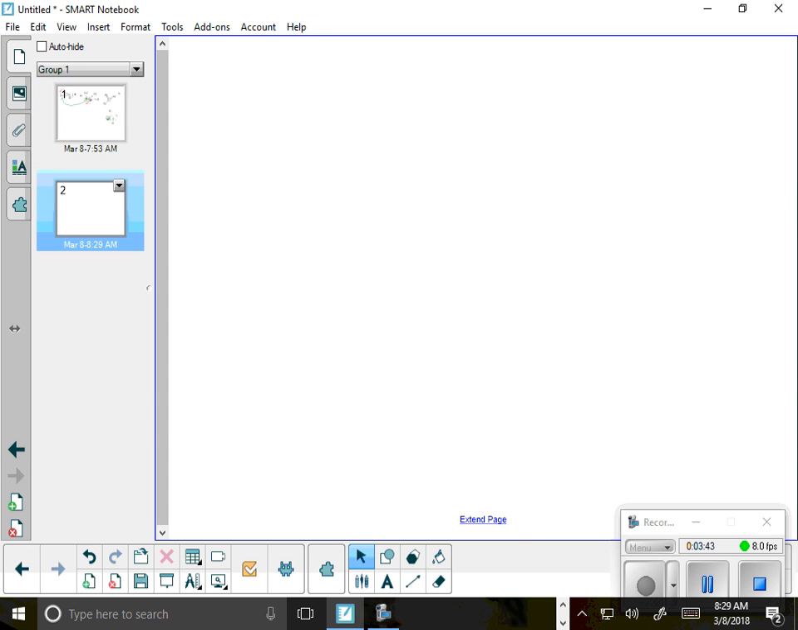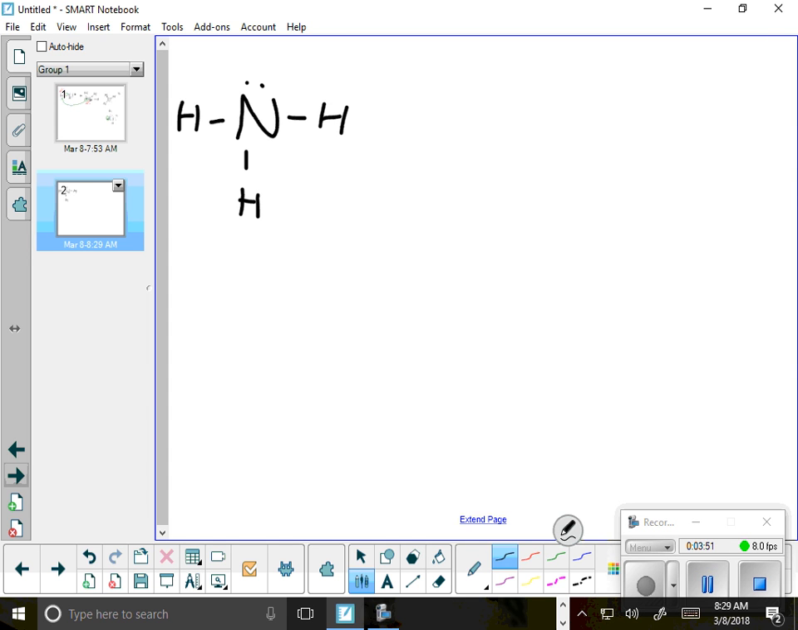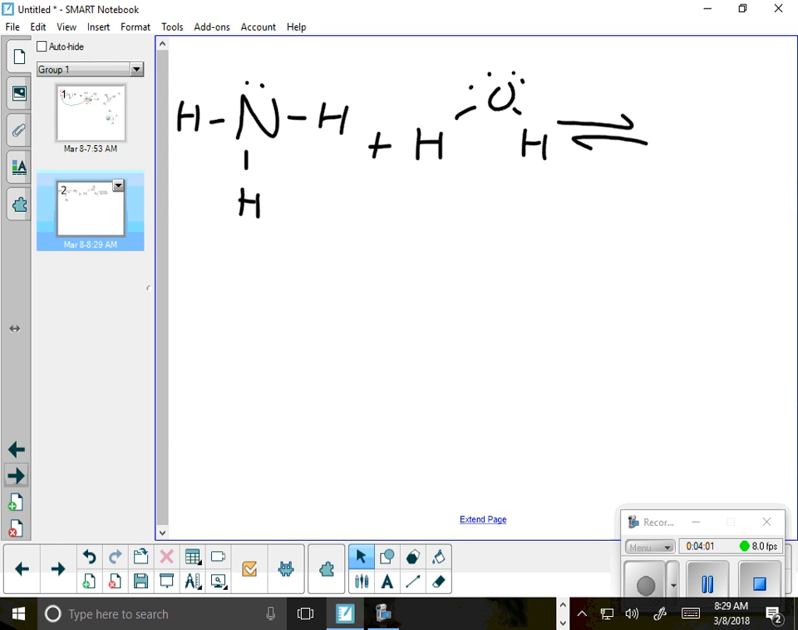If I go do an example of a base, I'm going to do the most common weak base of ammonia, NH3. Why did I draw the double arrow this time? Because it's a weak base. You don't do a single arrow for a weak base because it only partially dissociates.